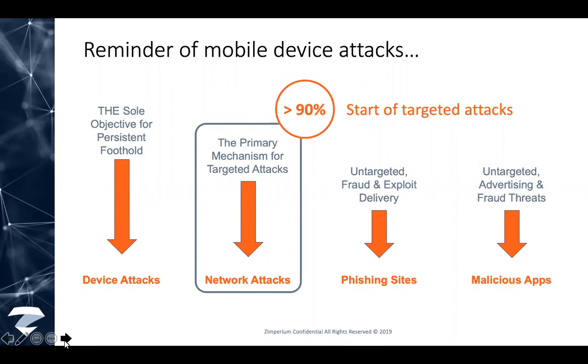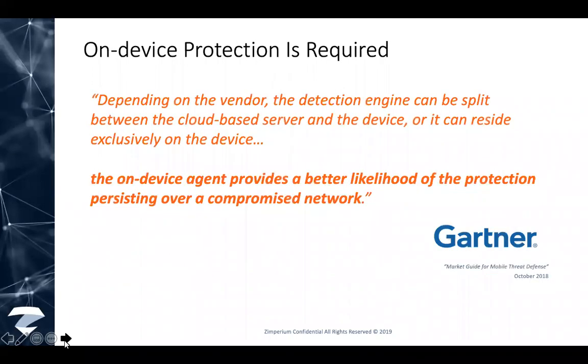This matters because the bad guy owns the network 9 times out of 10 on a targeted attack, which is why we have always done our detection on device. We do machine learning in the cloud. Once we know how to detect even unknown threats that are part of targeted attacks, we do all of our detection down on device. Gartner has caught on to this and is even saying, as you can see, you have a better likelihood of protection.